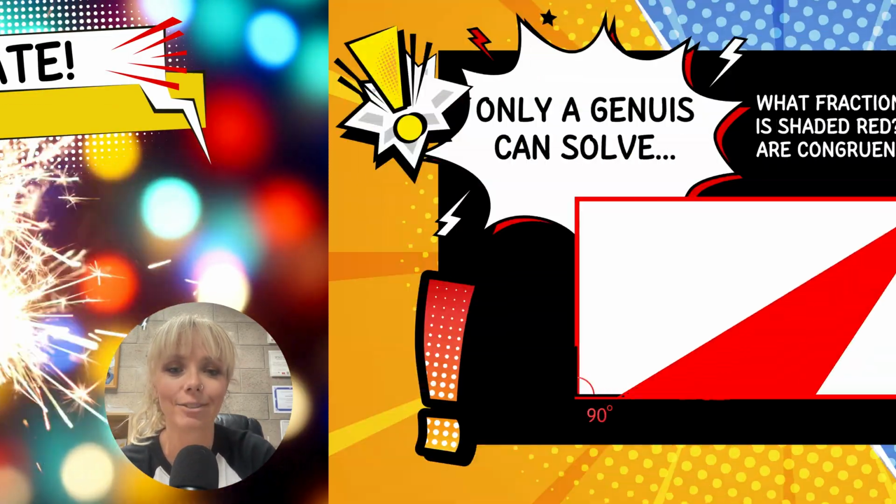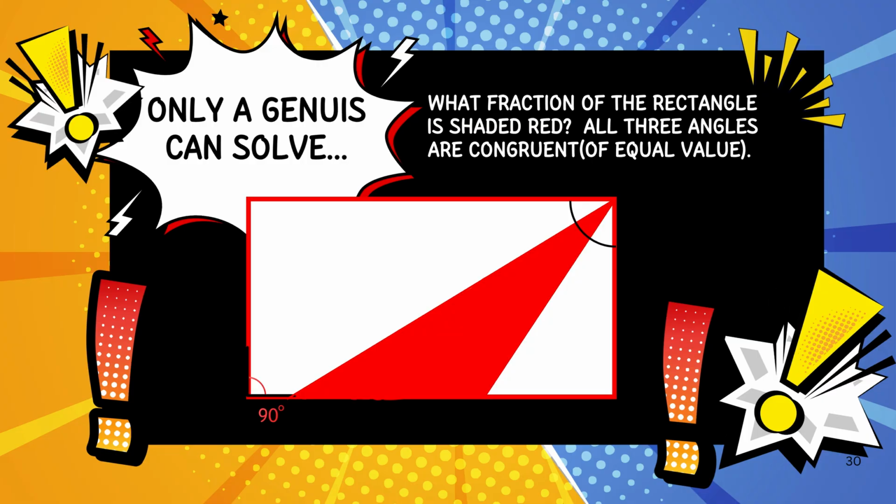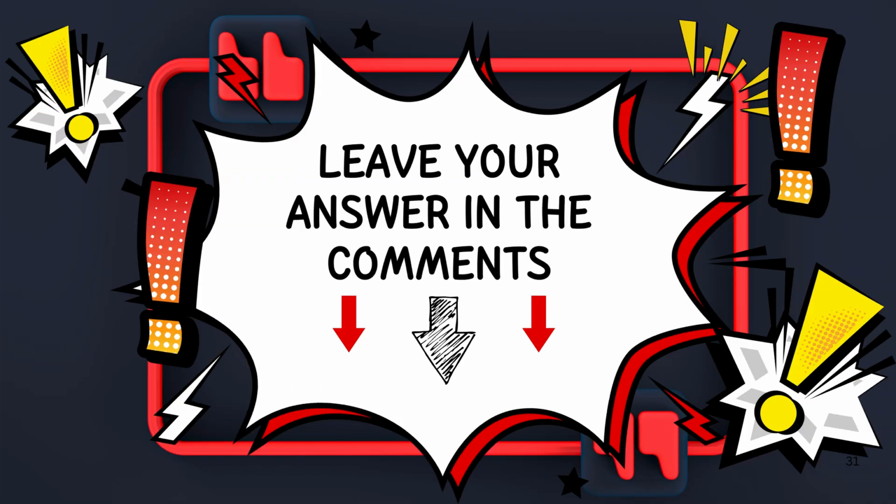Only a genius can solve, can you? What fraction of the rectangle is shaded red? All 3 angles in the top right corner are congruent.